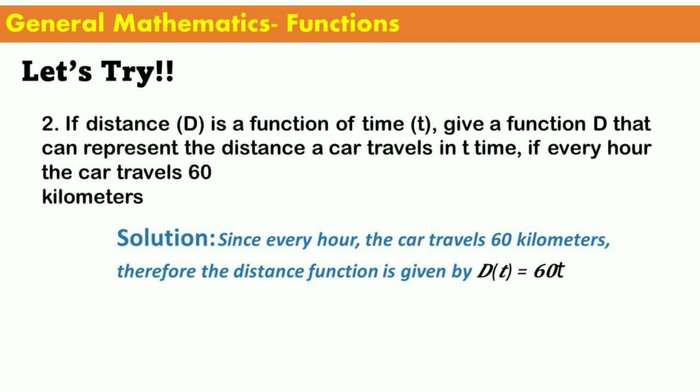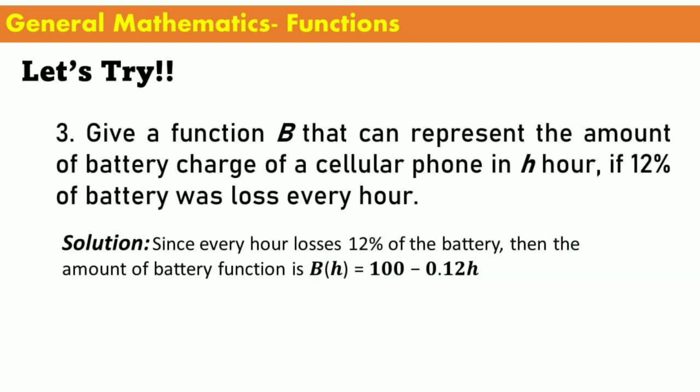It is a percentage problem. Give a function b that can represent the amount of battery charge of a cellular phone in each hour, if 12% of battery was lost every hour. How are we going to make this into a mathematical symbol? Solution. Since every hour loses 12% of the battery, then the amount of battery function is b of x equals 100 minus 0.12x. Bakit may minus? Because from the word loss.